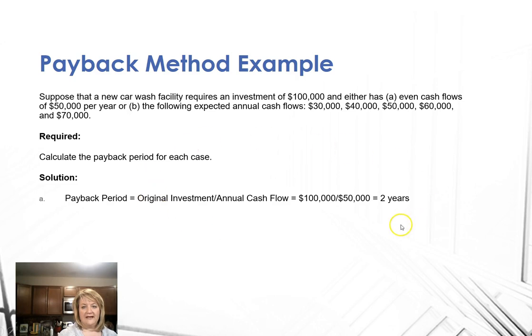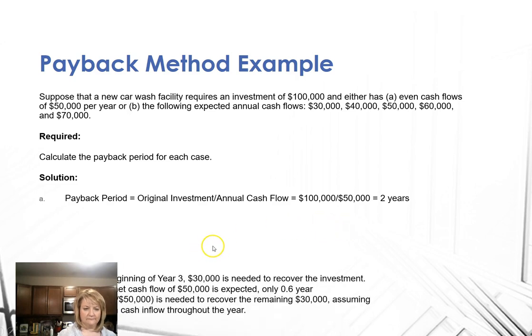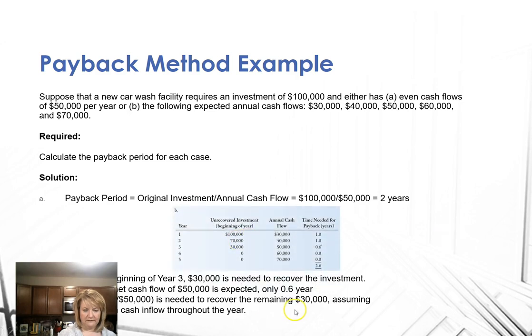So for A, the payback period for the even cash flows is 2 years. And it shows how we arrived at that. At the beginning of year 3, $30,000 is needed to recover the investment. Since a net cash flow of $50,000 is expected, only 0.6 years, $30,000 divided by $50,000, is needed to recover the remaining $30,000, assuming a uniform cash inflow throughout the year.